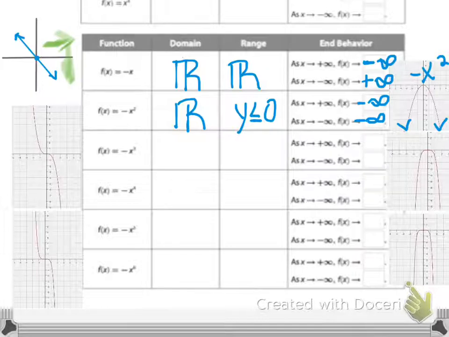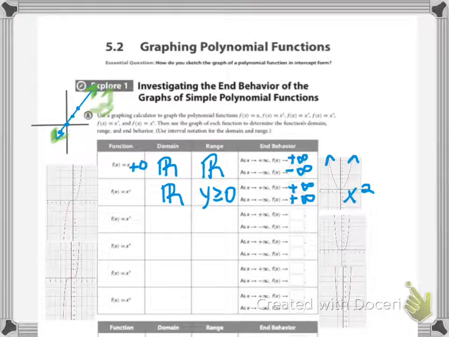So with the linear graph, the ends always went in opposite directions, right? Because it's a line, right? And one's going to point up and the other's going to point down. But with a parabola, the branches always go in the same direction, either both straight up, if it's a positive leading coefficient, or both straight down. So what we're going to do is see those patterns repeating in some of these other functions.